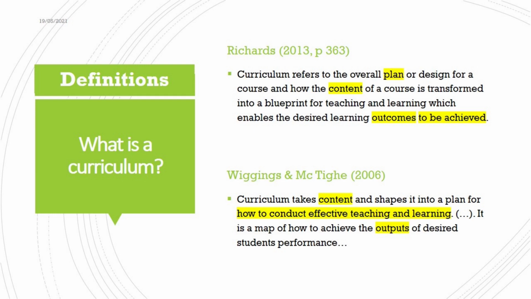What we can take from these two definitions is that a curriculum is a plan that is designed for selecting, presenting, and teaching the content of a course in order to achieve some predetermined outcomes or objectives. This plan also includes evaluation procedures that measure the extent to which the course has helped learners to achieve the intended objectives or learning outcomes.